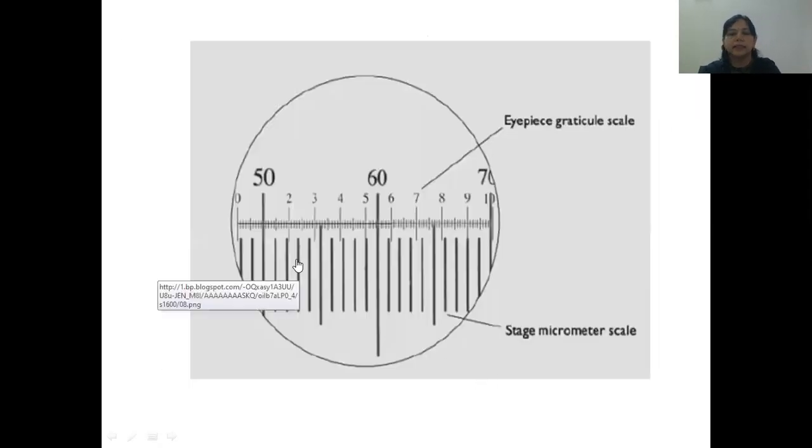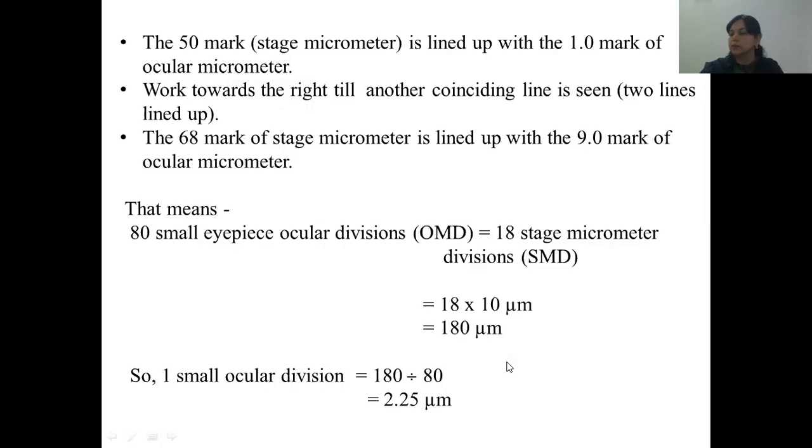So this distance between 50 and this is 68. Okay, this is 69, 70. So between 50 and 68 is occupied by 18 divisions. Each division is 10 micrometer. So it is 18 into 10. You have 180 micrometer. Now, in this 180 micrometer, we have 80 ocular divisions, right? 80 ocular divisions is equal to 180 micrometer.